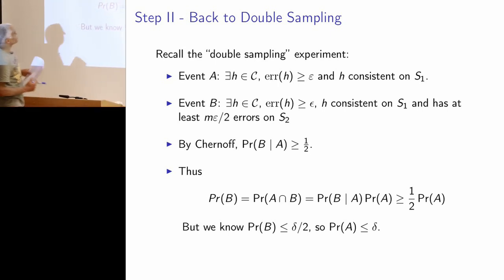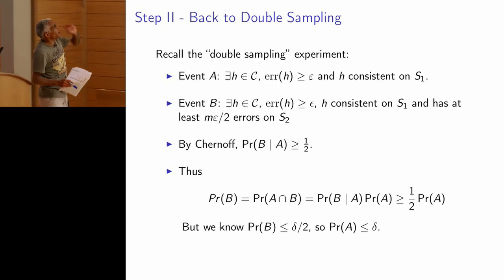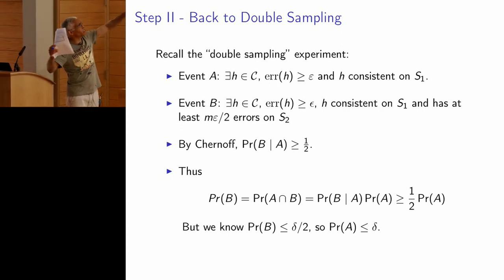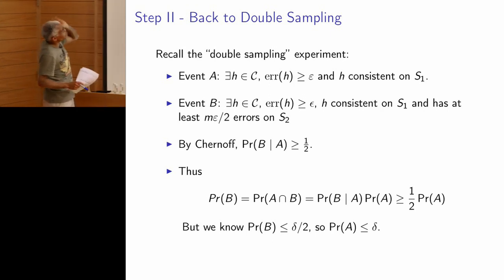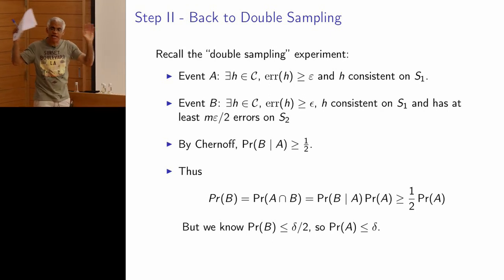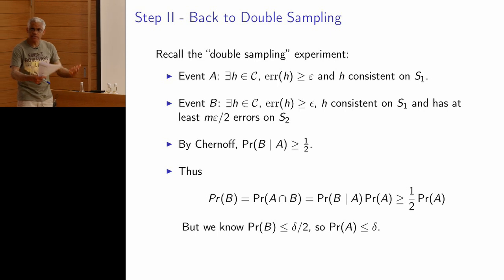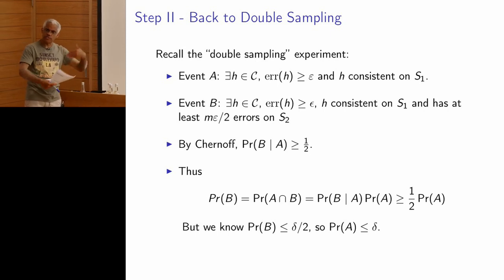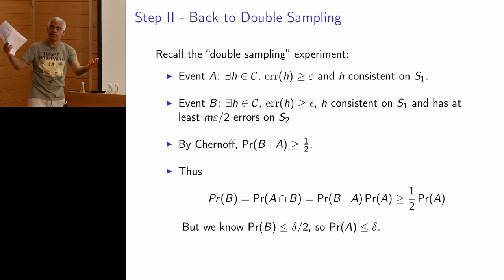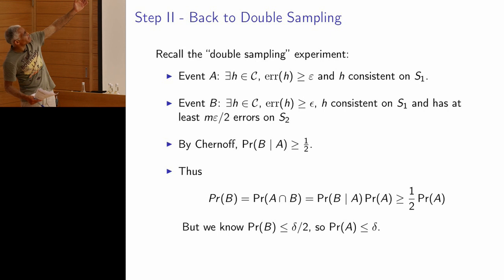Let me prove the theorem. So how do I relate this double sampling situation to what I'm really interested in? What I'm really interested in is the probability of the following bad event. I'm learning, and I output as a learner a consistent hypothesis, and the bad event is that it's consistent with the sample, but in fact it has high error in general. This is the bad event A.